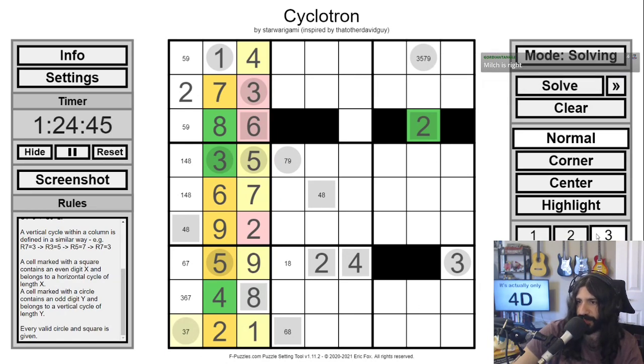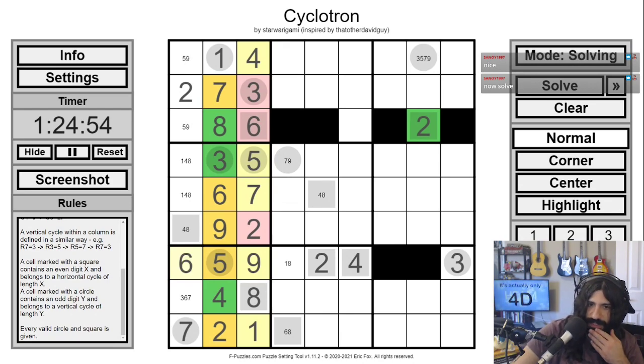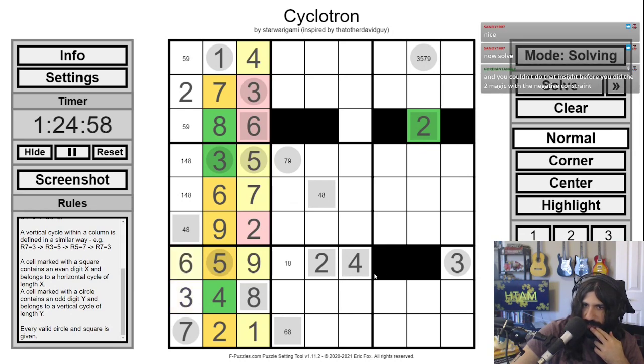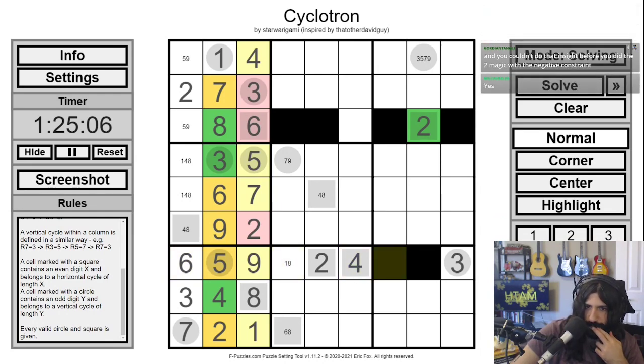Rowan, I got what you were saying. Goddamn. Mad props. Okay, so this has to be a 6 now. Which means this has to be a 3 now. If this is a 6, then we've got 4. Then this has to be a 7, right?